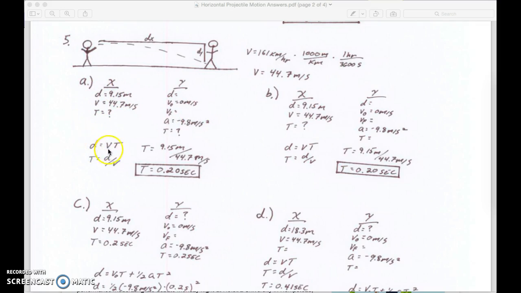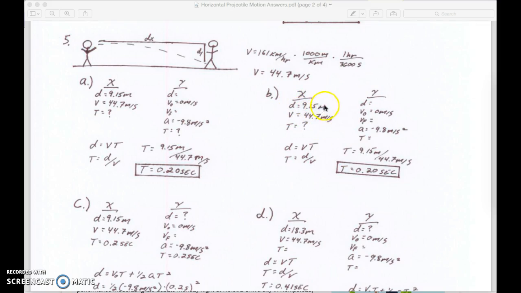D equals v times t for constant velocity. Rearranging for time, it's just the displacement over the velocity. 9.15 meters over 44.7 meters per second tells me it takes 0.2 seconds to go the first half of the trip.